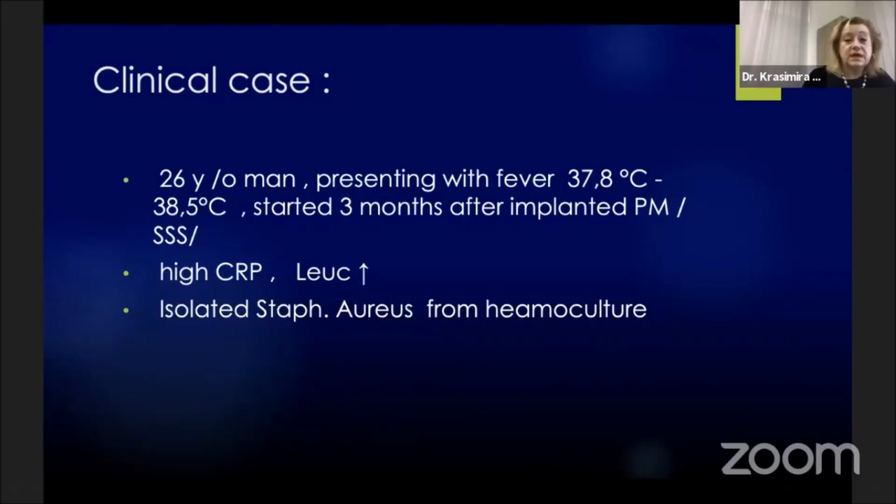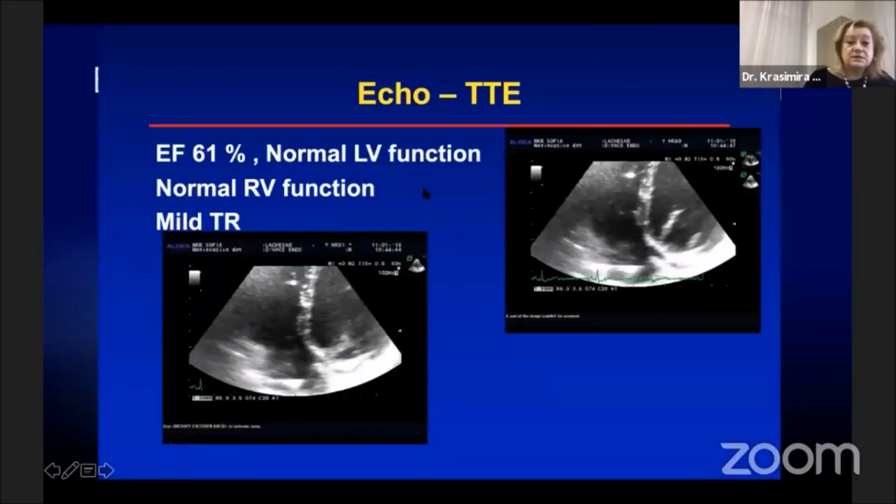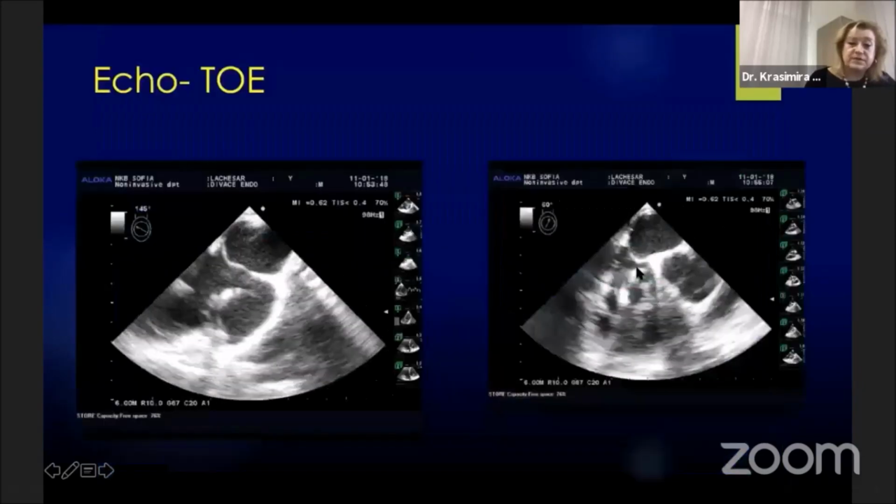This is one clinical case of a 26-year-old young man who presented with a fever of around 38 degrees, started 3 months after an implanted pacemaker. He has a high level of CRP and leukocytes, and Staphylococcus aureus was isolated from the blood culture. This is the transthoracic echo. The ejection fraction is normal, with normal left ventricle function, normal right ventricle function, and mild tricuspid regurgitation related to the implanted pacemaker.